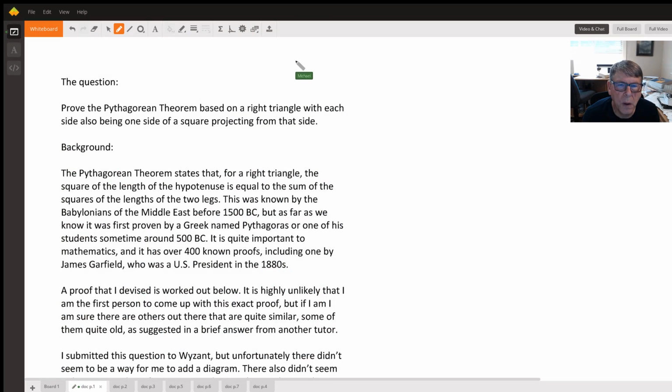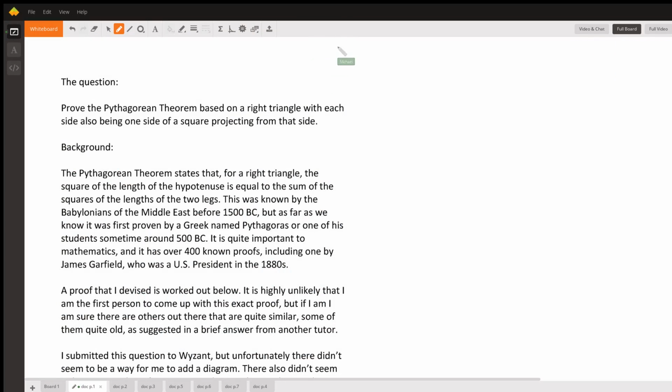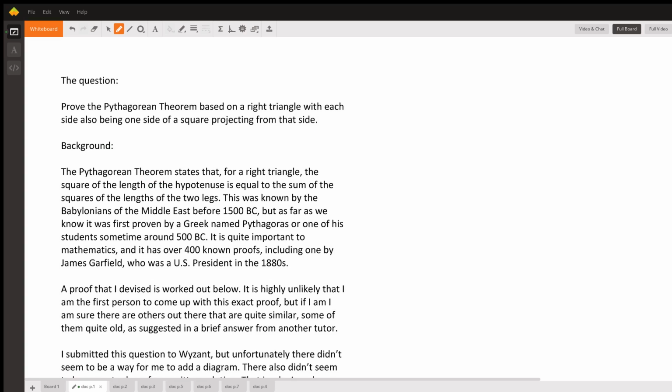Hi, this is Mike Mulholland, and today we're going to be doing a proof of the Pythagorean Theorem. So we're going to do it based on a right triangle, with each side also being one side of a square, projecting from that side.